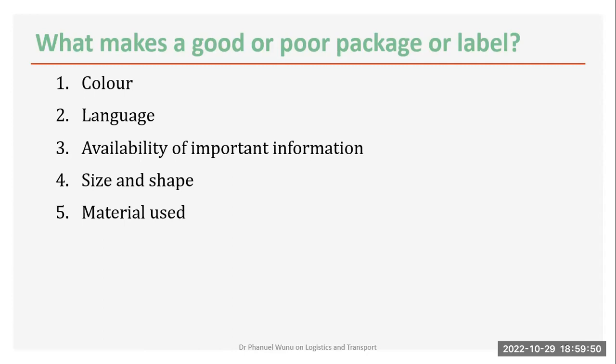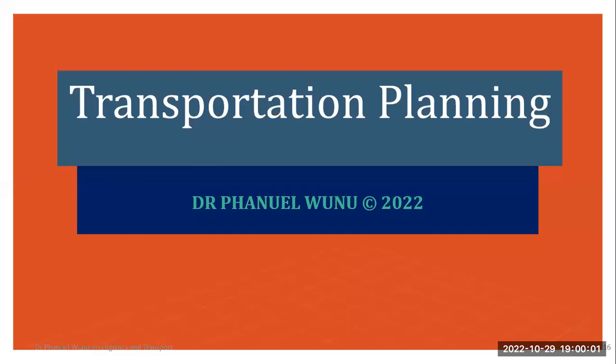Availability of important information on the label. Yes, the size and shape sometimes matter a lot. And the material that they use for the packaging. Now we're moving towards environmentally friendly materials, for example. Cool. That does it for packaging and labeling.